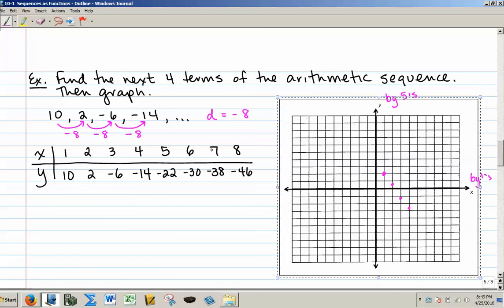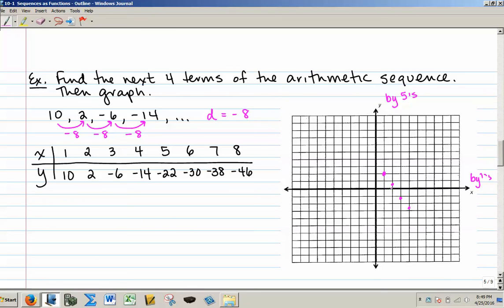And negative, let's see, what was I up to? 6. Sorry, but hold on a second. There we go. 1, 2, 3, 4, 5. Oh, I didn't get that one. 5, 22 is going to be about there. 6, 30. 5, 10, 15, 20, 25, 30. 7, 38. And 8 is going to be 46. Is that right? A little bit more than 9, something like that.